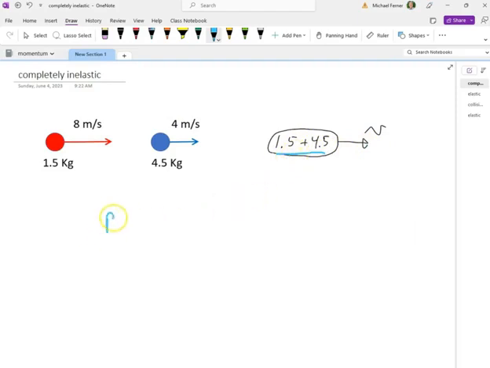And so when we look at our momentum conservation, we would have mass times velocity initial: 1.5 times 8 initially, and then 4.5 times 4 initially, equal to the combined mass, the 6 kilograms, times the final velocity, or all taken as a whole. And when we do that, we get the final velocity is 5 meters per second.